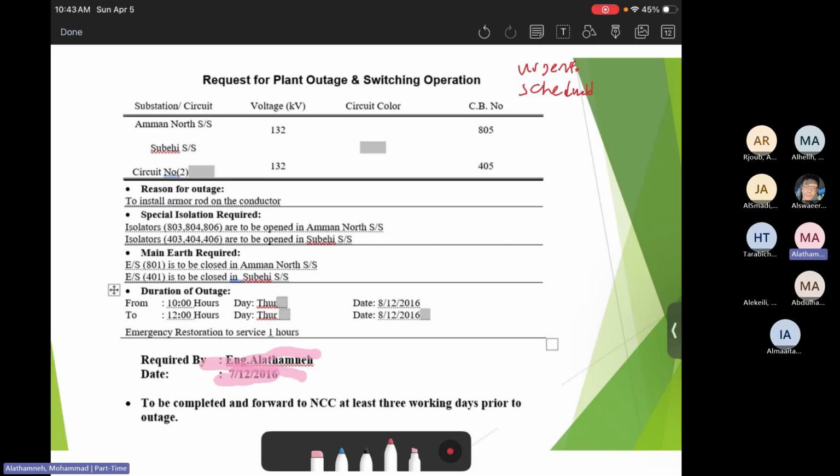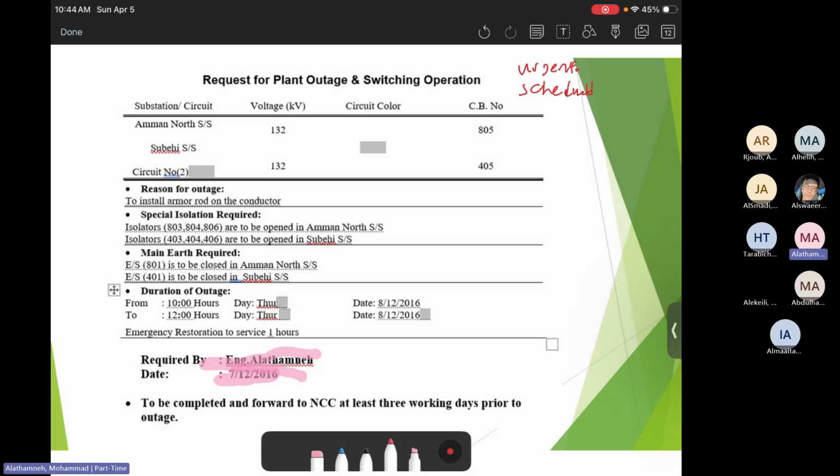Now, assume there is one tower, tower number, for example, 20 on the circuit number 2 between Amman North and Sbihi. We need to do a maintenance to fix that tower, or there is an armor rod. We need to replace an armor rod on the conductor there. So before doing anything, the first thing that you need to do is to write the switching request to make sure, is it okay to turn off the power on that line?